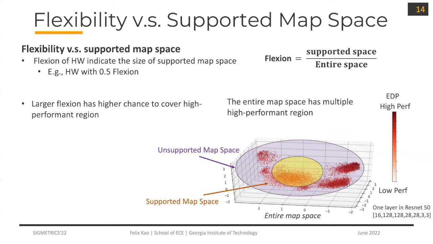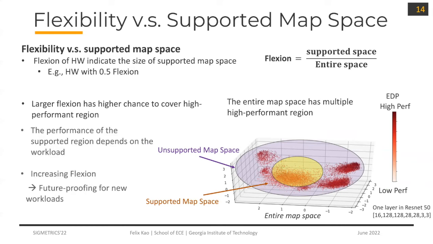The performance of the supported region depends on the workload. The extreme case is being fully flexible. Then we are always sure we can cover the best possible performance point. So increasing flexion could make the hardware more future-proof. It means you can cope with more diverse DNN models.